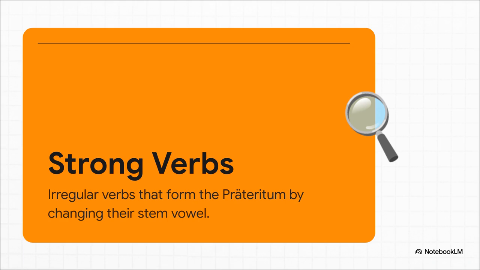It's actually pretty simple. Instead of just adding that te ending like the regular guys, these verbs change the vowel sound right in the middle of the word. They get a whole new vowel. They don't use te at all, and their endings follow that other pattern we already saw with war.